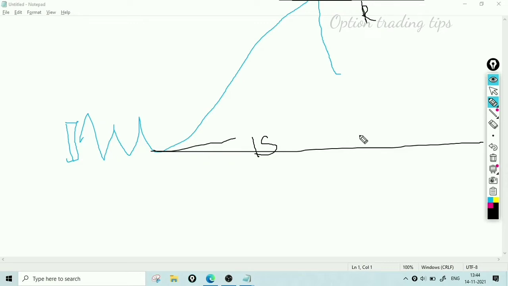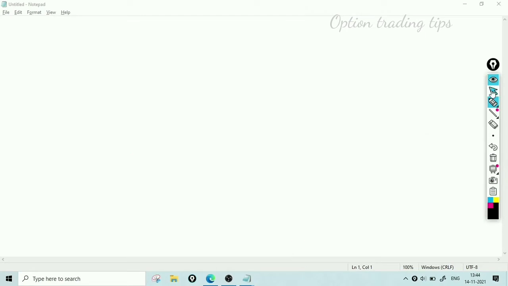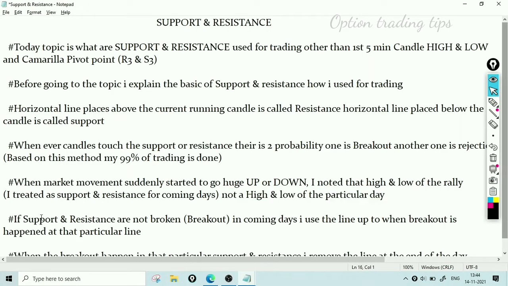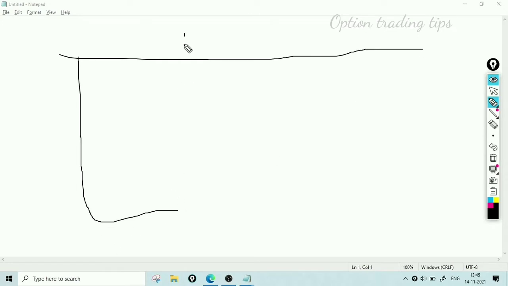When it's the next day and the market moves like this, if it touches this support, there are two probabilities: one is rejection, another one is breakout. So this support and resistance are also treated as important lines. If the support is not broken in coming days, I use the line until a breakout happens at that particular line. That means this is a huge down rally. I mark this for future days. This is the closing of the day.